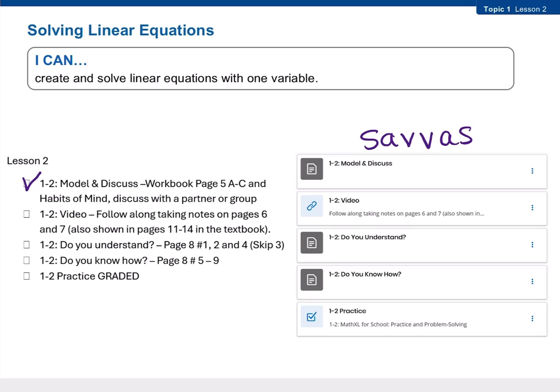And so our goal today is to create and solve linear equations with one variable. So remember, our variable is what we don't know. A lot of times it's x. It could be any other letter. Solving equations with just one variable. So maybe something like this.